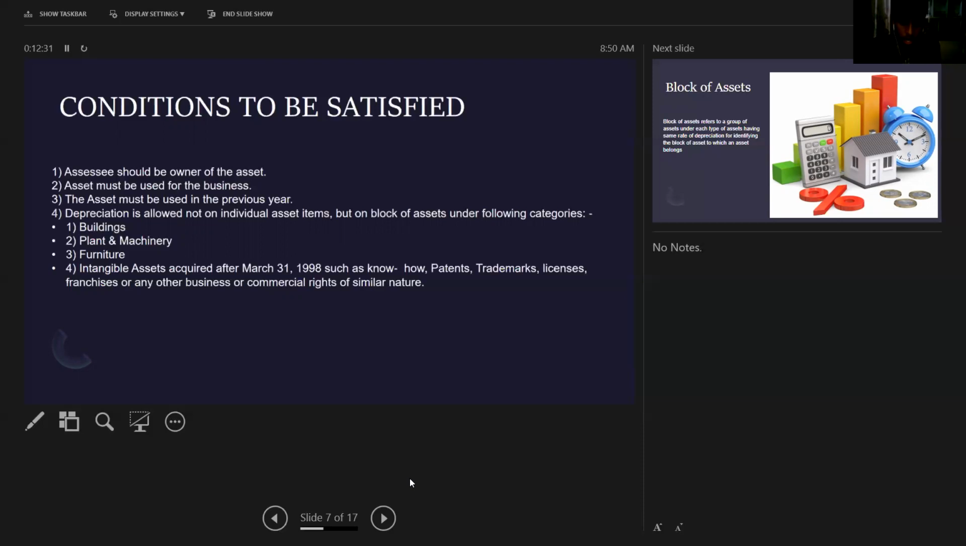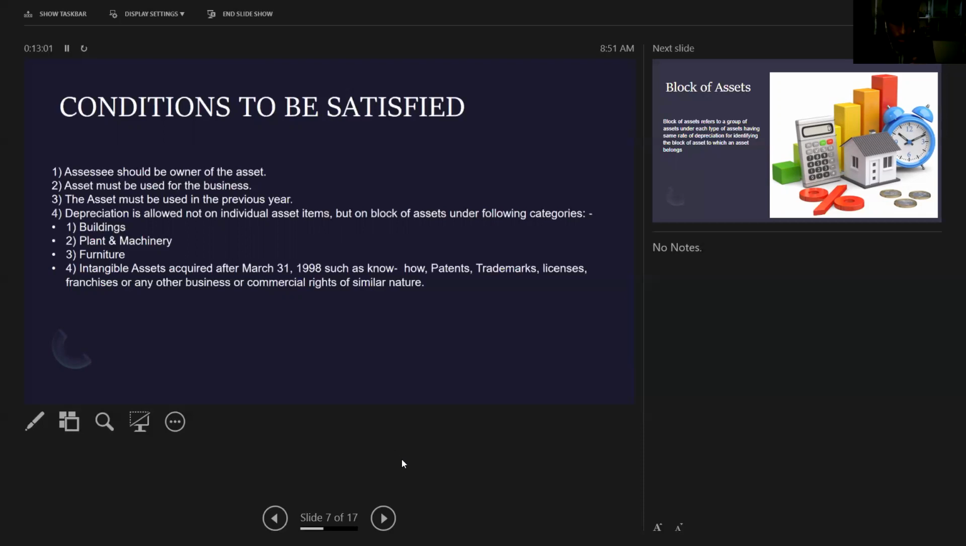For example, if I purchase a land and I construct a building of 10 floors, I won't depreciate the land, but we depreciate the building. And other than the building, we have plant and machinery, furniture, etc. These are tangible assets. And intangible assets are technical know-how, trademark, copyrights, franchise, other business or commercial rights of similar nature.